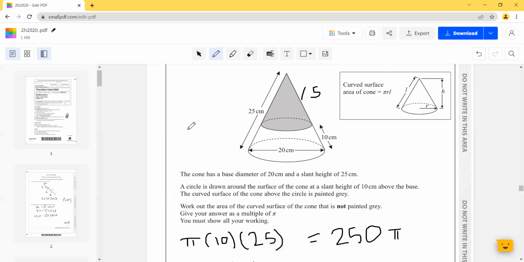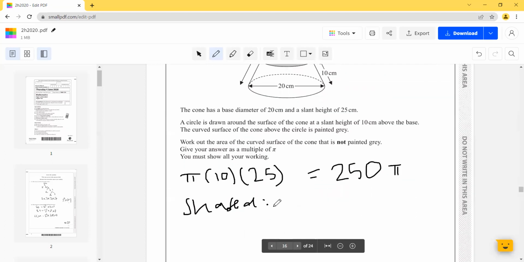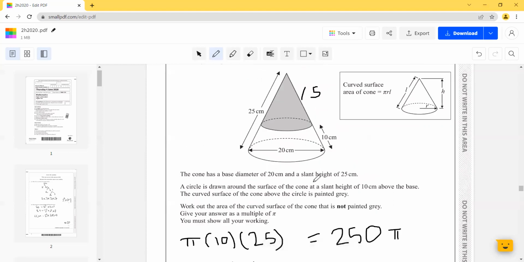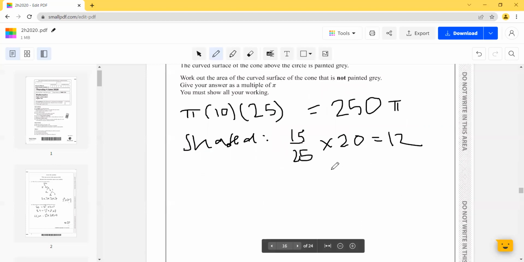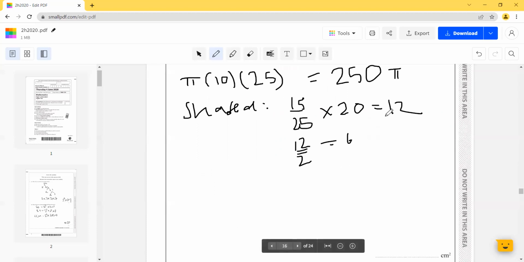Okay, let's do this. How am I going to think about this? We can see that it's going to be 15 over 25 of 20, which is 12. It's a diameter. So 12 over 2, 6. So that's the radius of the shaded smaller cone.